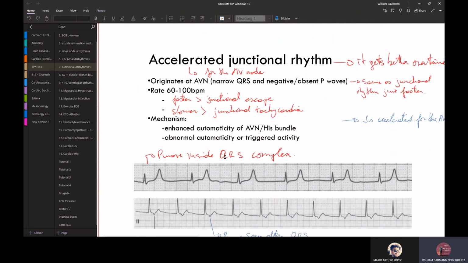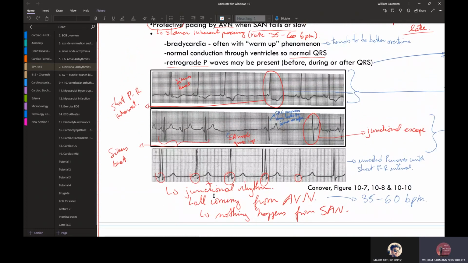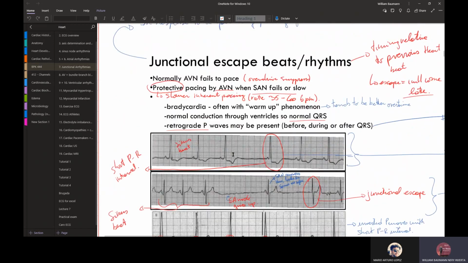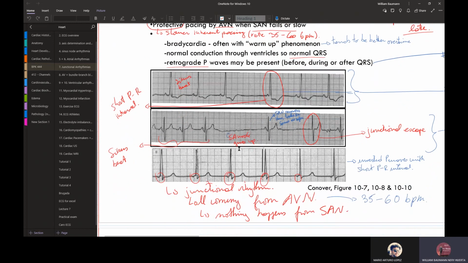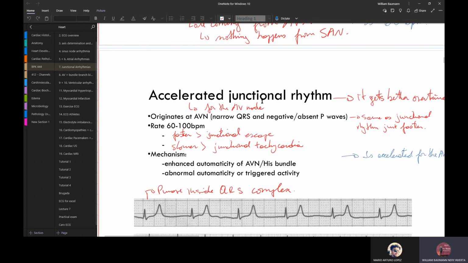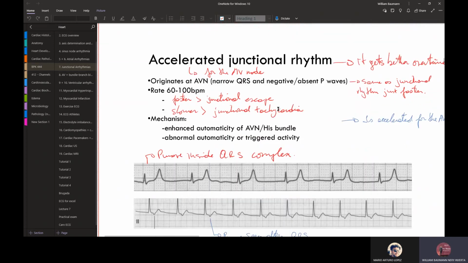All right, so now take a look at this one. In this case, when you see the junctional escape beats, this may occur in bradycardia. So when the rate is between 35 and 60 beats per minute, this can occur. So in this case, there's going to be accelerated junctional rhythm. That just means that the rate is going to be between 60 and 100 beats per minute. Okay, so normal. Exactly, normal.